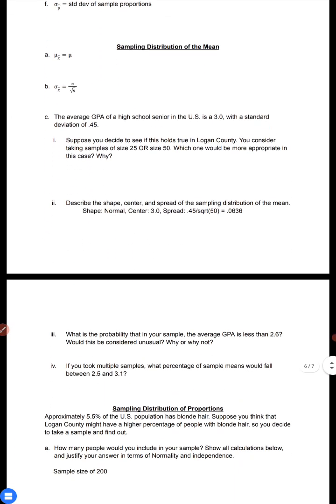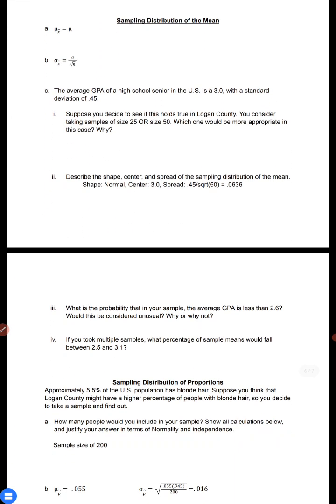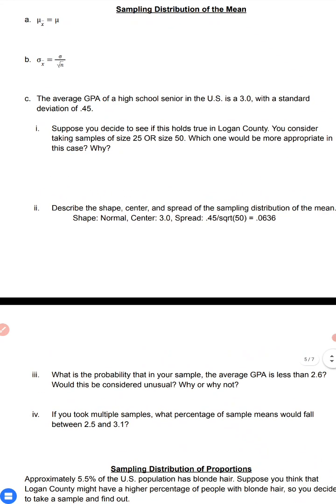All right, so let's look at an example where we're looking at the sampling distribution of the mean. On A and B, your formulas are given for you there. On A, it's just a reminder that the mean of a sample should match the mean of your population. On B, we have the formula for finding the standard deviation when we're dealing with the sample.